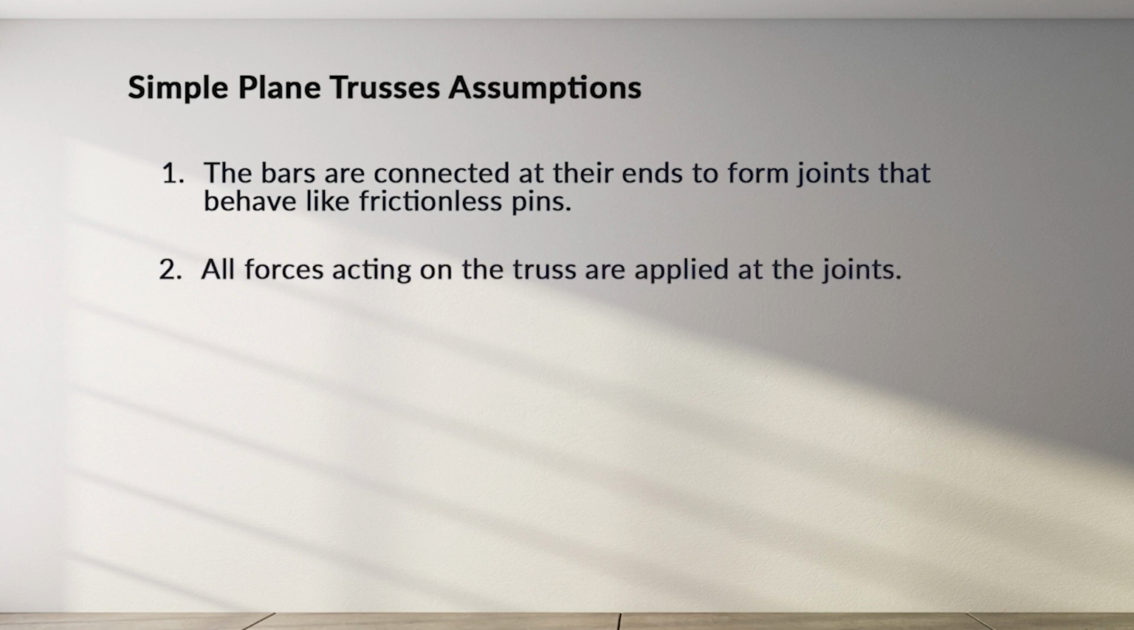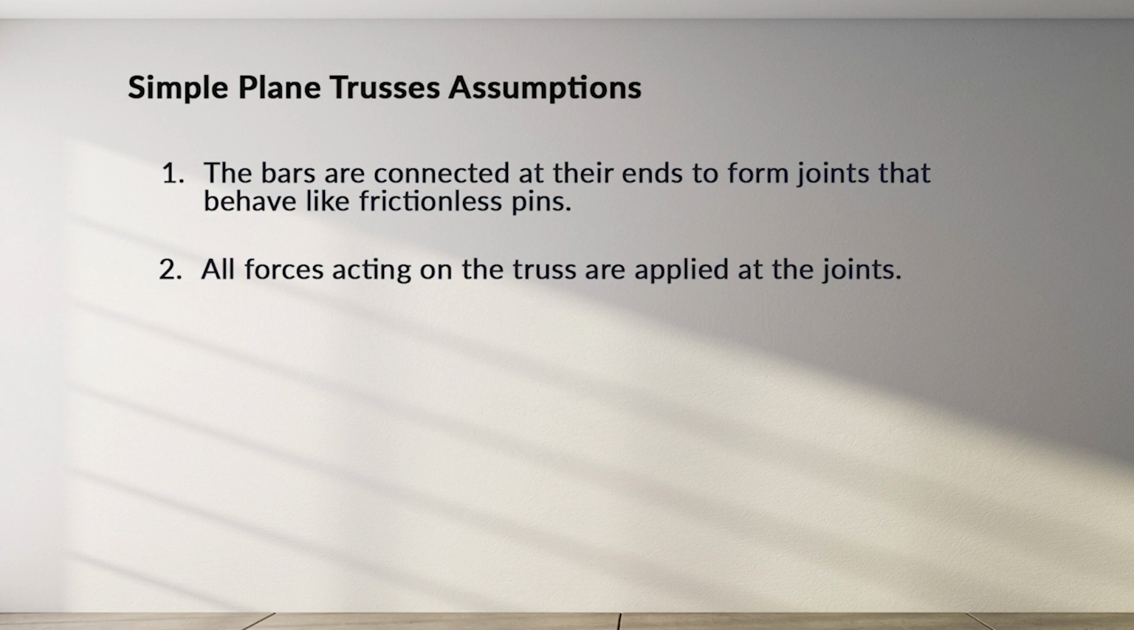The second assumption is that all forces acting on the truss are applied at the joints. This is justified in most practical cases. Except for the weight of a member that acts at its center of gravity, loads are usually transmitted by other structures or members to the joints of the truss. The weight of a member is small in comparison with other loads on the truss and can be either neglected or divided equally between the joints at its ends.